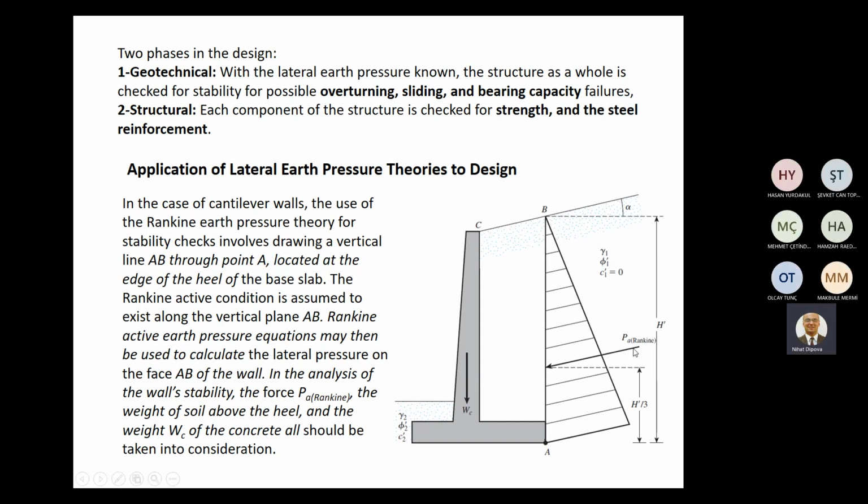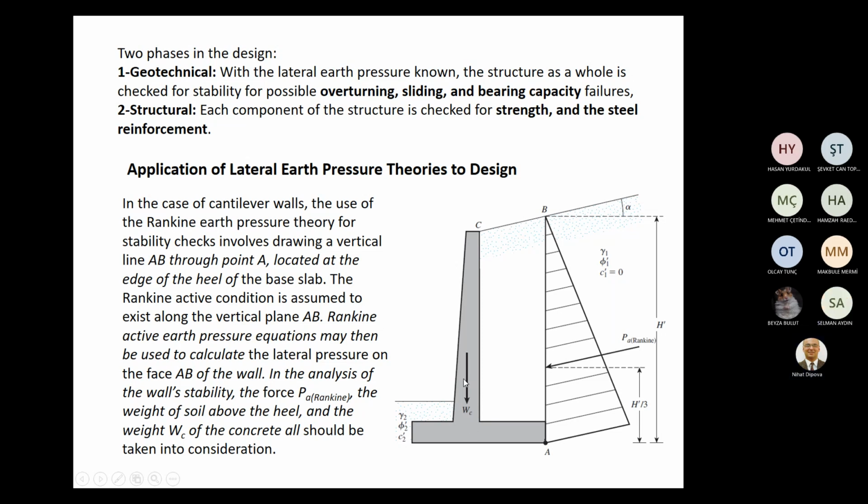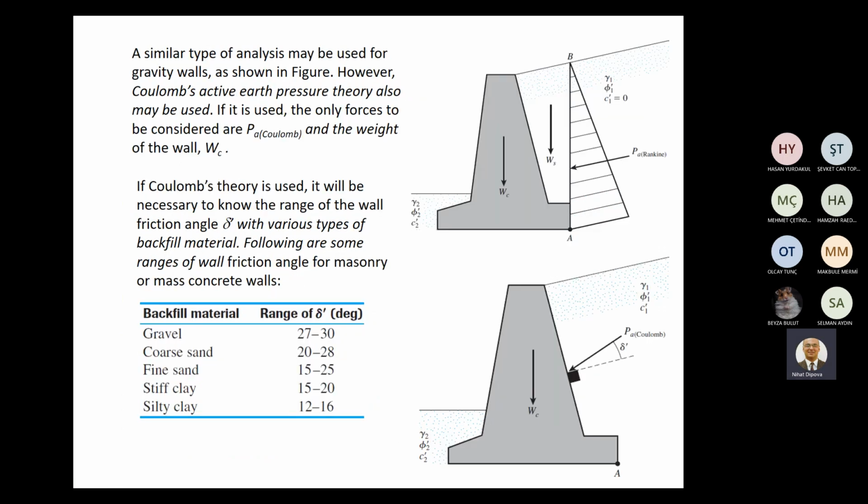In analysis of the wall stability, first is PA Rankine, the weight of soil above the heel, and the weight of the wall itself, the weight of the concrete structure, will be taken into consideration. A similar type of analysis may be used for gravity walls. The same principle will apply.